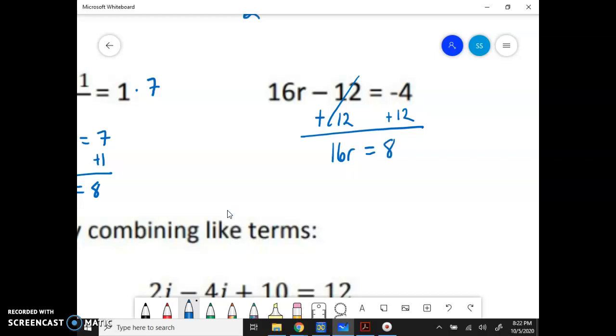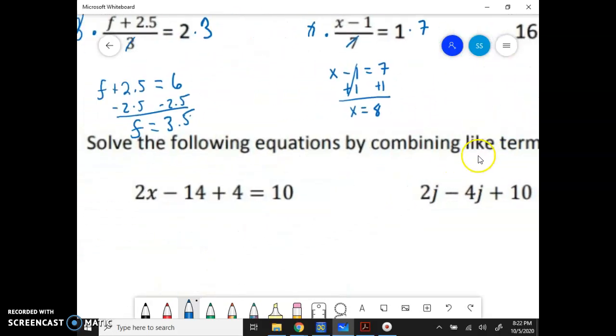All right, and now I just do the inverse operation of multiplication. This is 16 times r. There's no symbol in between, and anytime that's the case, we know that means multiplication. So I'm going to go ahead and divide by 16, and I'm left with 1r is equal to, this will just reduce down to 1/2. Okay, so just inverse operations in reverse order.